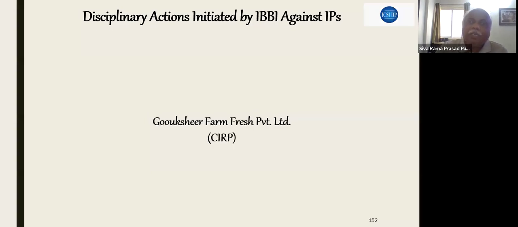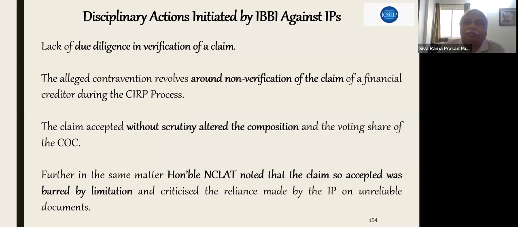The name of the corporate debtor: Gushi Farm Fresh Private Limited. CIRP contravention: lack of due diligence in verification of claims. If you see the DC, the Disciplinary Committee, 25% of the cases are lack of due diligence in verification of claims. We should be alert in that particular area.